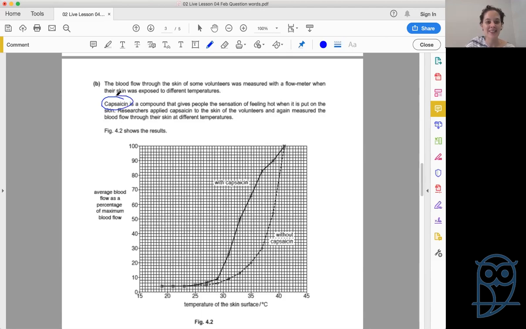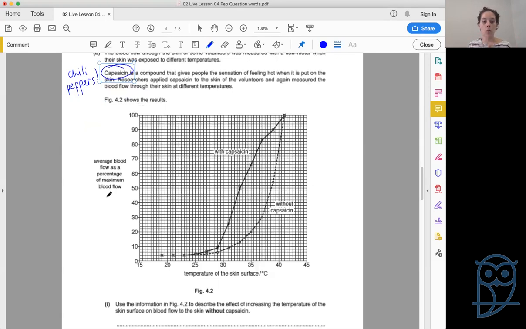This is the stuff that's in chili peppers. This is what makes your mouth burn when you eat chilies. Okay, so what they're saying is we have this fake feeling of heat. So how is that going to affect the blood flow? Is the blood flow going to respond to the fake heat as well as the real heat? How do the two interact? Okay, so figure 4.2 shows the results. Here's a graph, but we want to now dissect it.